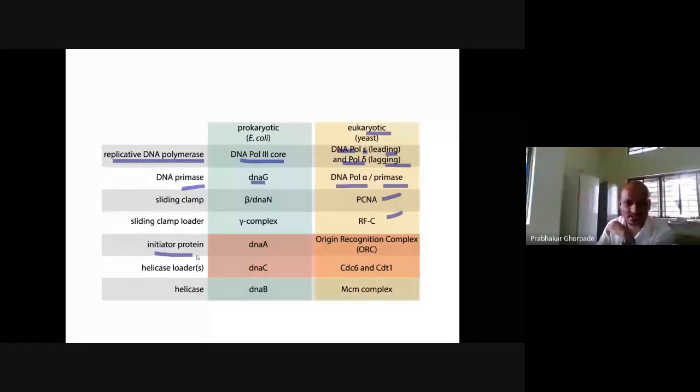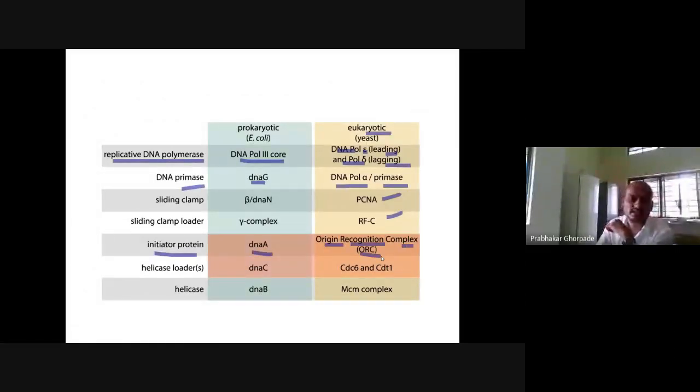The initiator protein is DnaA here in E. coli, and in eukaryotes the origin recognition is ORC. The helicase loader is DnaC, and in eukaryotes the helicase loaders are CDC6 and CDT1. DNA helicase is the enzyme which unwinds the DNA, so it needs a loader. So this loader is these two proteins here and this one protein in E. coli. Helicase is DnaB here, and the MCM complex. Last lecture we discussed this helicase. Basically this MCM complex is a DNA helicase which unwinds these two strands of the DNA.